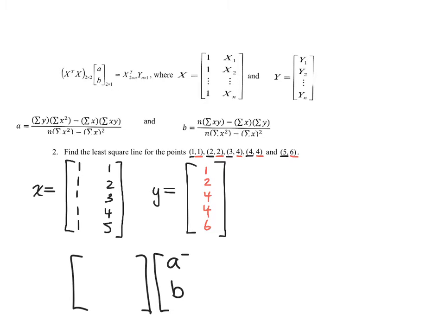So I'm going to need a 2x2 matrix, and then another vector matrix, which is going to be a 2x1, all coming from these two matrices. So, edit. This is a 5x2: 1, 1, 1, 2, 1, 3, 1, 4, 1, 5.